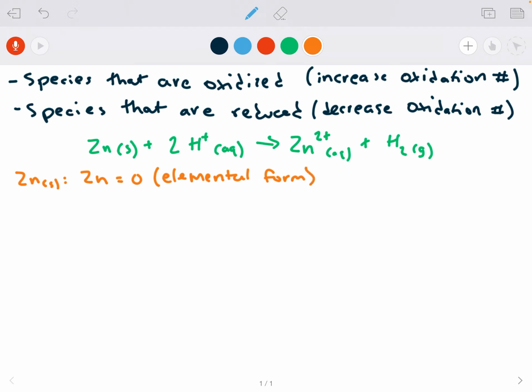If you need a refresher on how to calculate oxidation numbers, you can check out the video on calculating oxidation numbers. All right, the H+. Next, H is going to equal plus 1. In this case, H is the only atom, and its overall charge is plus 1. So that means the oxidation number of hydrogen also must be plus 1.